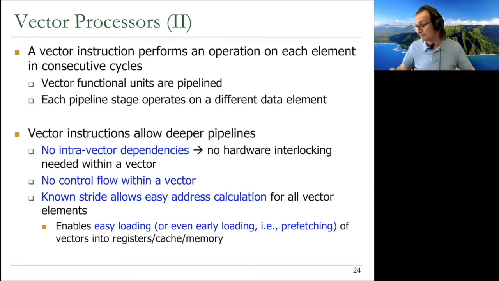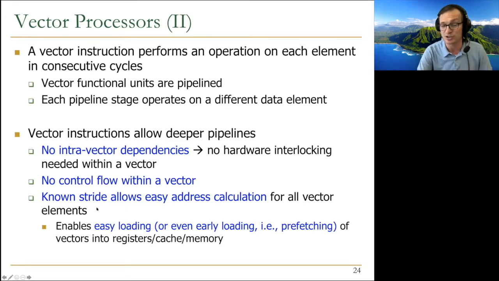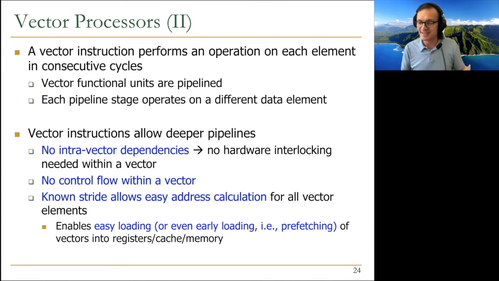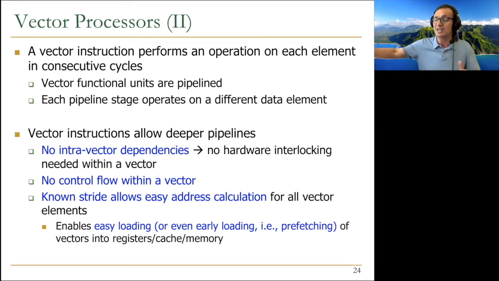It's SIMD. It's beautiful. There's no control flow within a vector because you know that you're supposed to do all of these operations. There are no branches, basically. You just have a vector length. If your vector length says 64, you have 64 operations to do. No branch. Known stride allows easy address calculation for all vector elements. Basically, that's important also. If your elements are laid out nicely in memory with a known stride, it enables easy loading or even early loading, or prefetching in other words, of vectors into registers or cache or memory even from somewhere else, right? Okay, keep this in mind. But still, a single stride of 1 is better. Of course, this depends on how your memory is laid out, but a stride of 1 makes things easier in general because you don't need to span multiple large distances in memory.